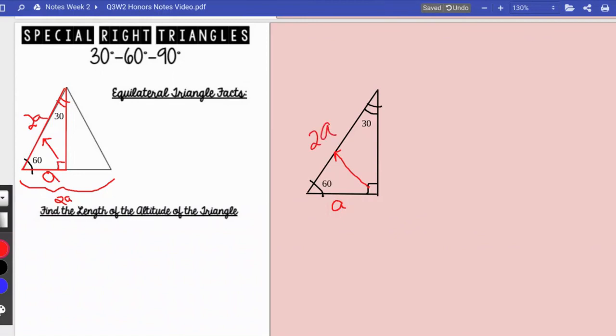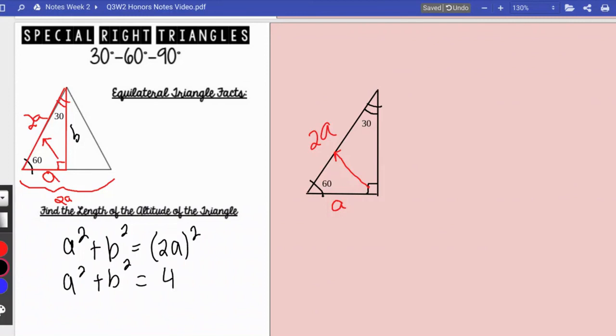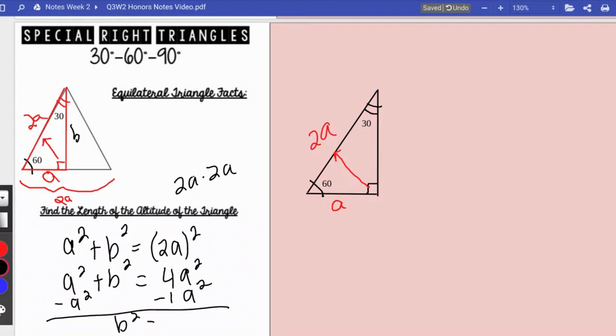We can do Pythagorean theorem to figure out what the length of the altitude is, or the height of this triangle. We'll call this B. So if I do Pythagorean theorem here, I get A squared plus B squared equals 2A squared. That's A squared plus B squared equals 2A squared is 4A squared, right? 2A times 2A is 4 times A squared. I'm going to subtract a 1A squared to the other side. And I get B squared equals 4A squared minus 1A squared is 3A squared.